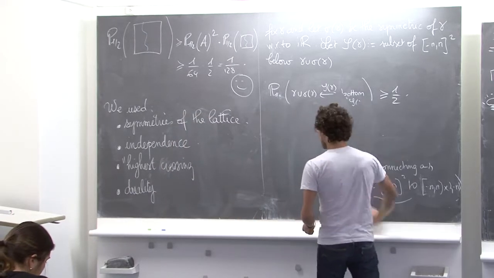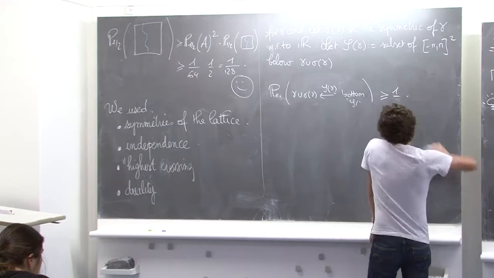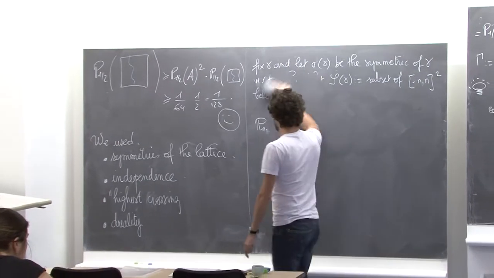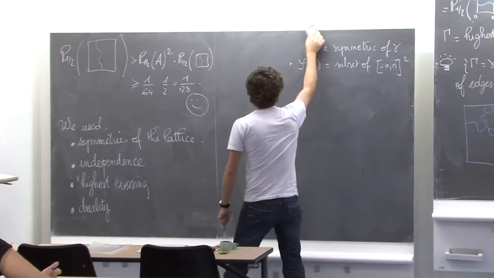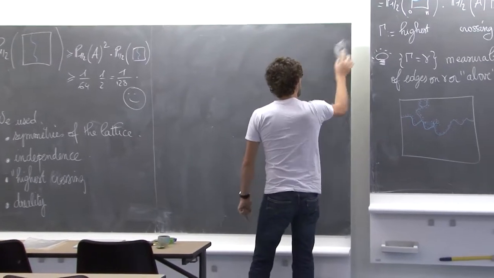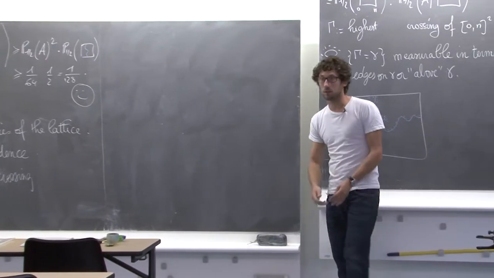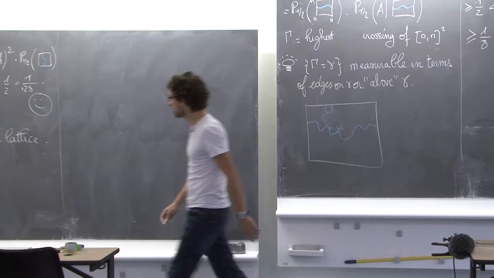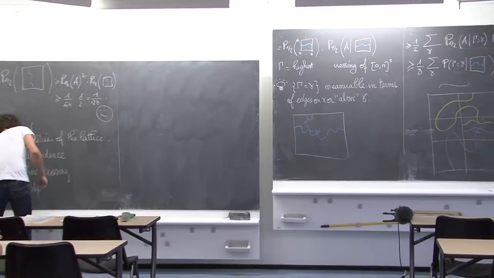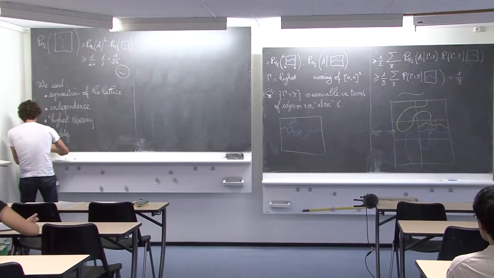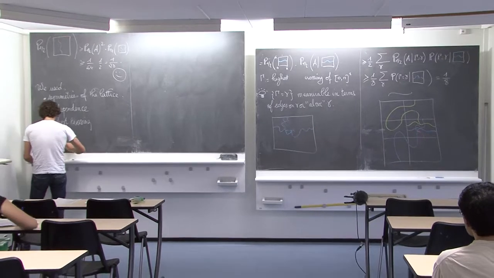So let me just tell you a little bit which properties are so important here. So we actually do not believe that independence is important. But we have very few proofs that work outside of independence. And we use the FKG inequality.